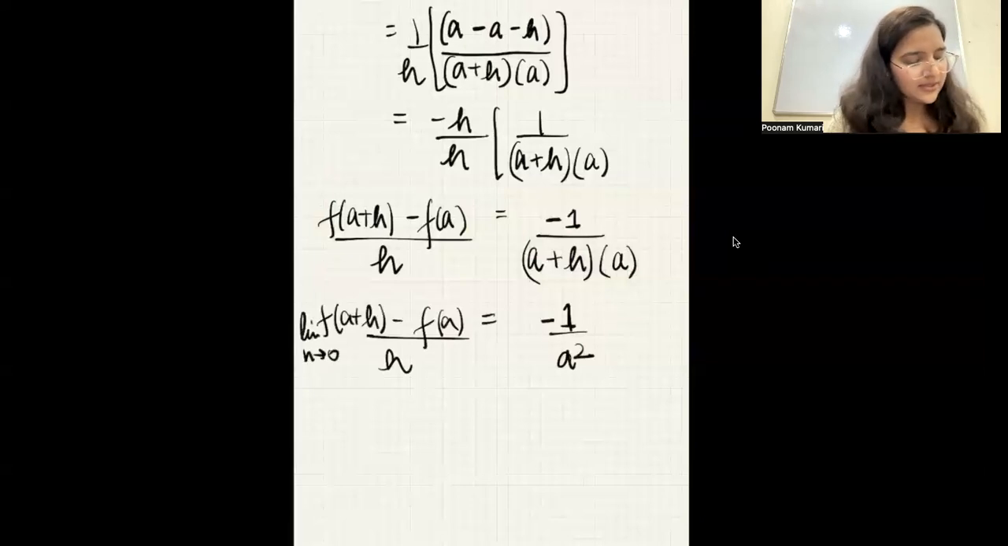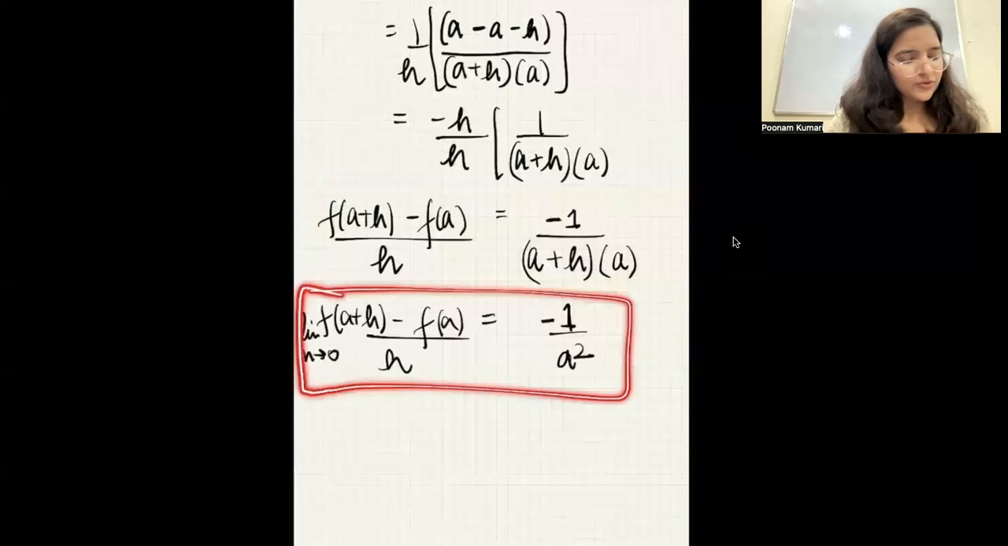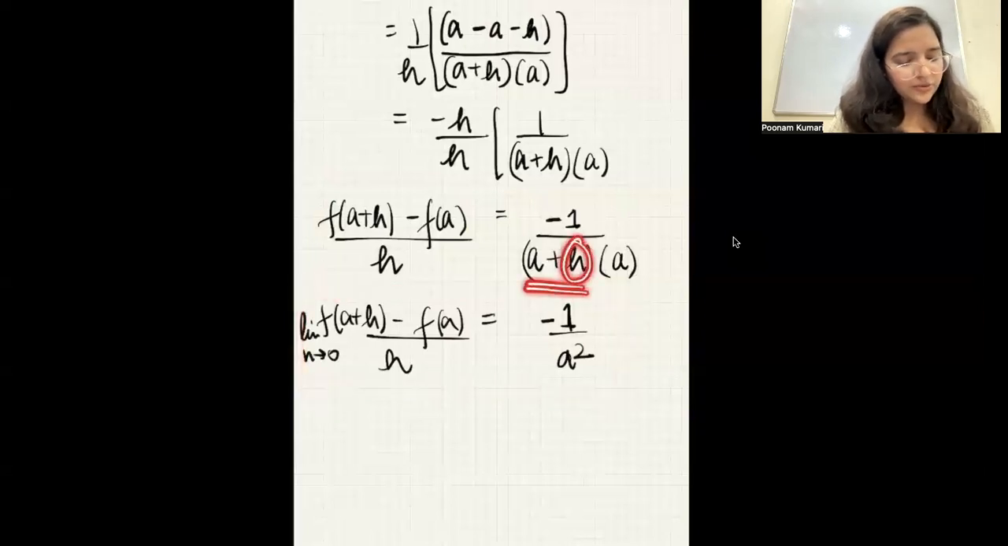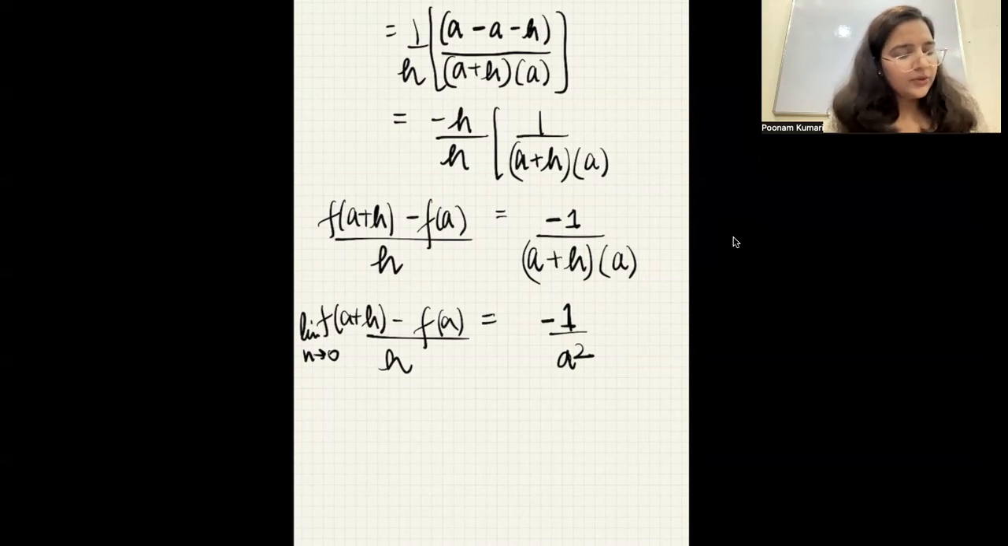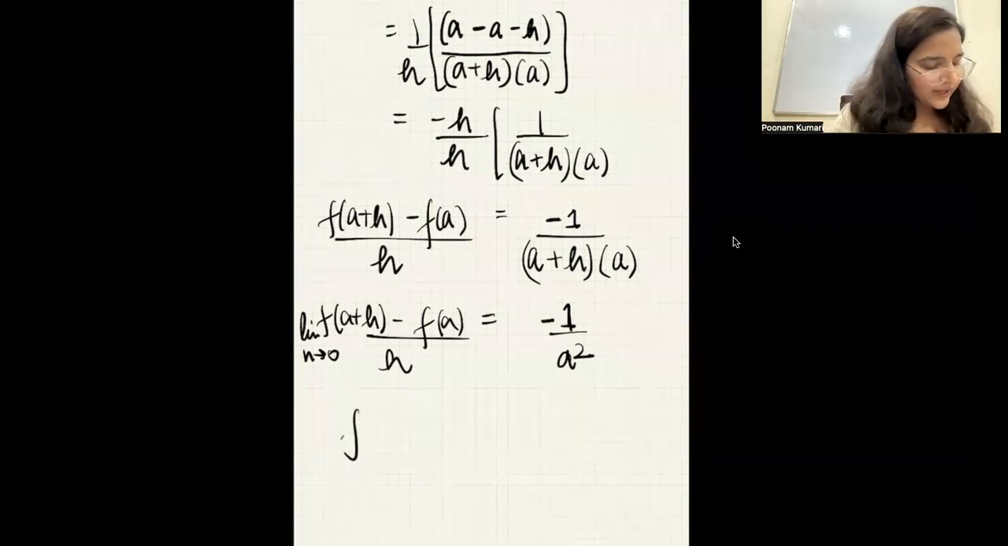So when that happens, this number becomes very close to A, and hence this multiplication comes close to A square, and then this entire number becomes close to minus 1 by A square. ठीक है? तो ये तो हो गया A के लिए. So this was F prime A, right?